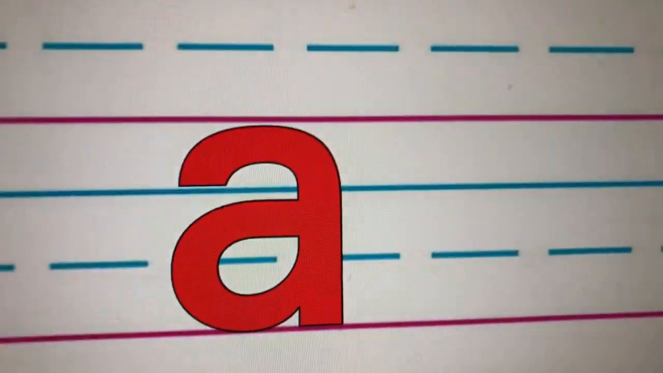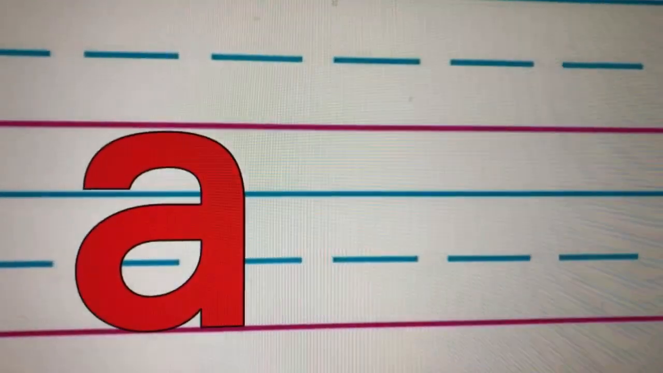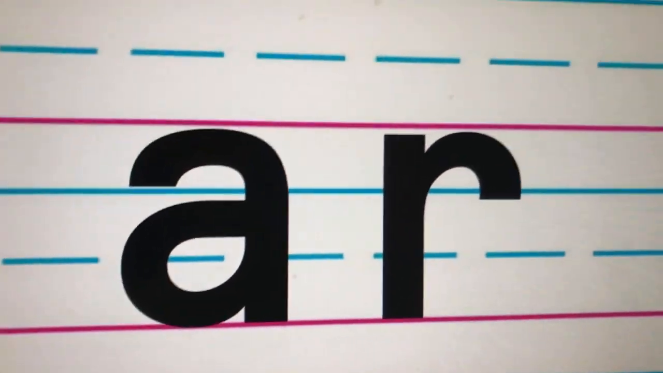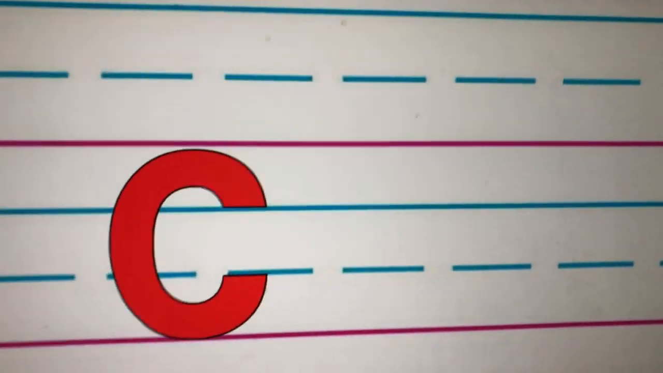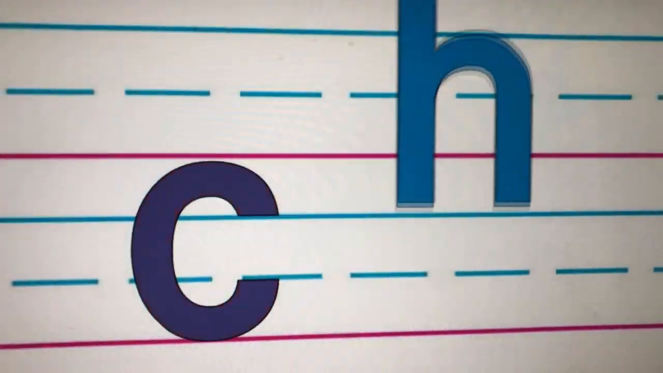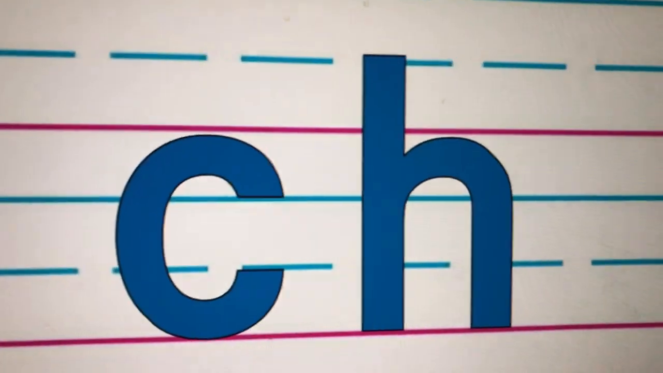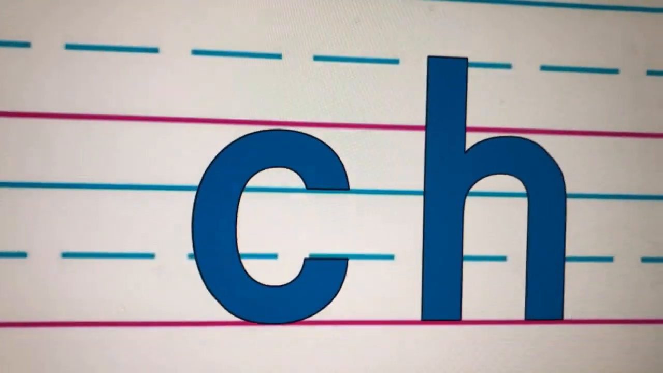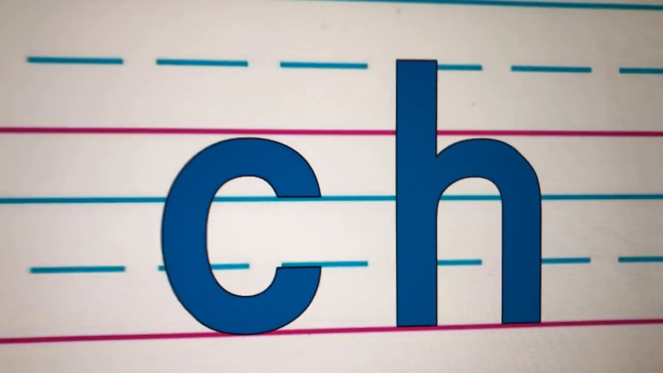This is an A. But next to bossy R, its sound changes from A to R. O, the H transforms C into ch, ch, ch. The H transforms the C into ch.